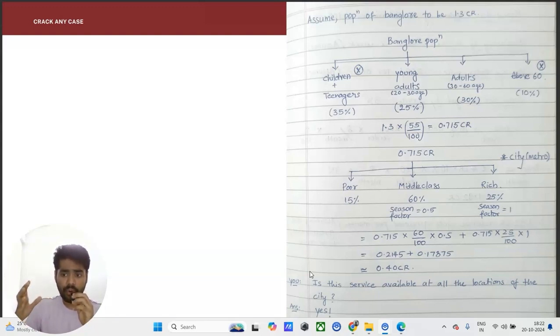If the answer is no, again I am going to filter out that 0.4 CR, by removing people who are not accessing this app, who are not at all able to access this service. So the interviewer said yes, because the interviewer also doesn't want to make things complex. He also doesn't want to stay with you for hours. Here he's also having a list of people who want to interview. So mostly he said yes.